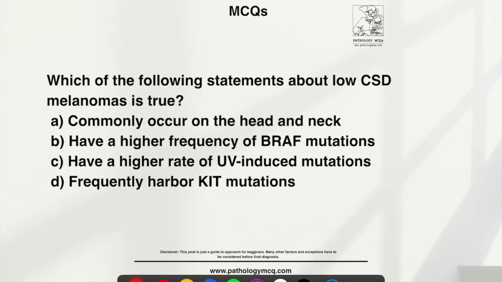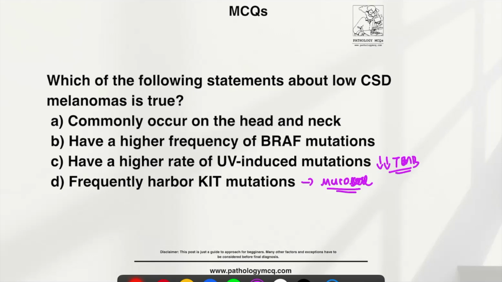Coming to the next one, which of these statements about low cumulative sun damage melanomas is true? Okay, so again, I will just give you a moment over here. Do low cumulative sun damage melanomas commonly occur in the head and neck? Is it true or false? Do they have a higher frequency of BRAF mutations, or do they have a higher rate of UV-induced mutations, or do they frequently harbor KIT mutations? So we know KIT mutations are frequently seen in mucosal melanomas compared to cutaneous melanomas. Okay, low CSD melanomas have low tumor mutational burden. So this is also not true.